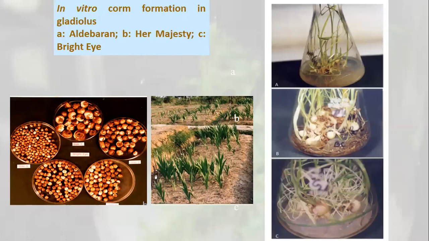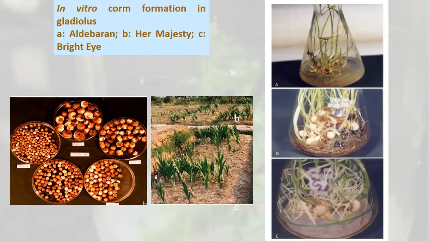So another very important aspect is production of propagules, such as corms, tubers, bulbs in the bottle. This is also a part of micropropagation.